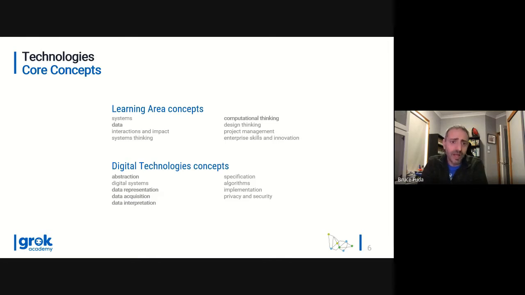So the learning area of technologies has two concepts, data and computational thinking, that are very strongly linked to what we'll be talking about today. But the specific concepts in digital technologies that we tend to cover when we're doing data-related things are abstraction, data representation, data acquisition, and data interpretation. So, together, they sort of capture everything that appears in the data strands, for want of a better term.